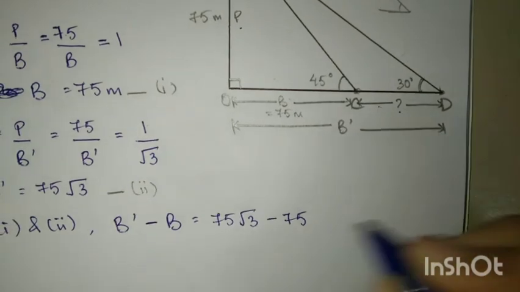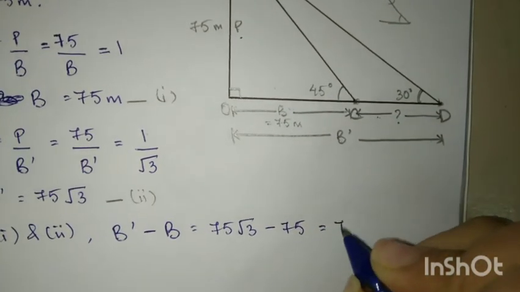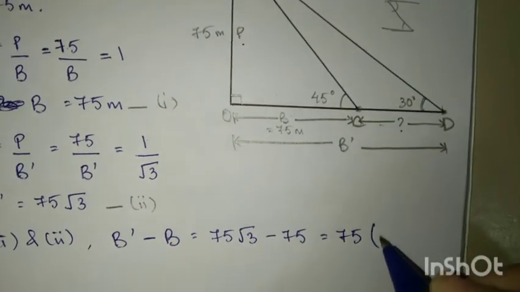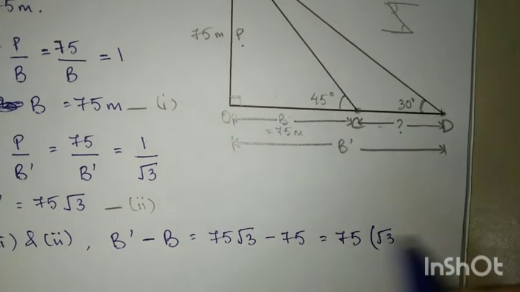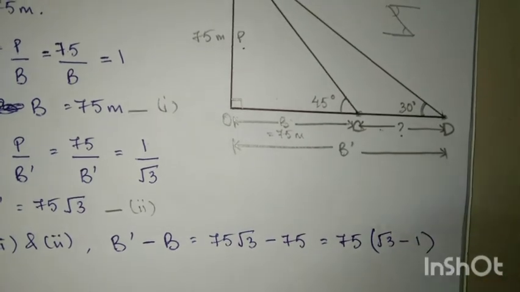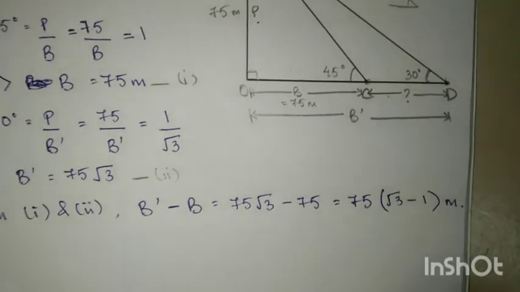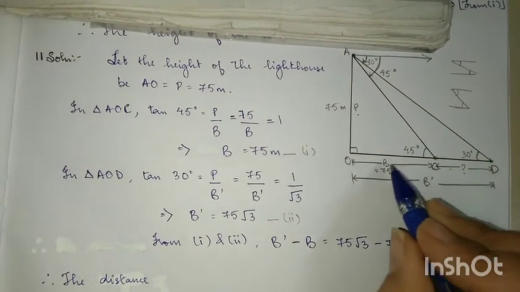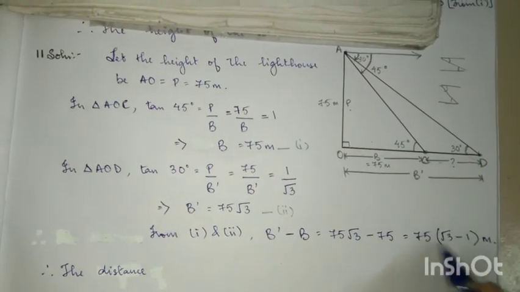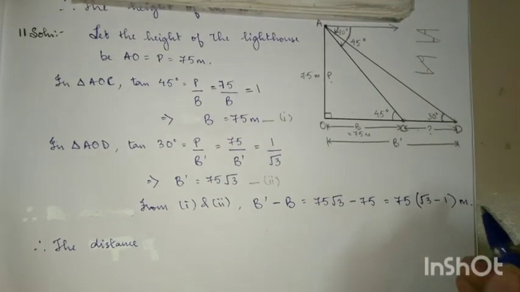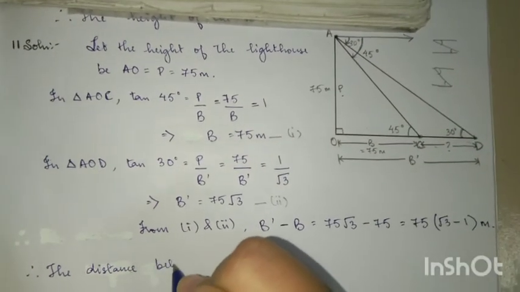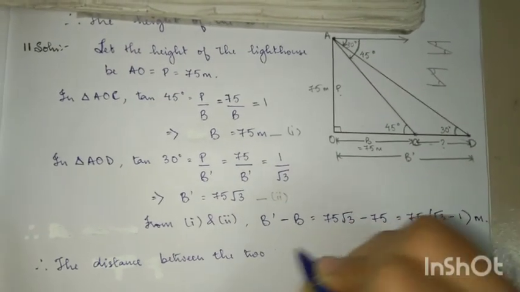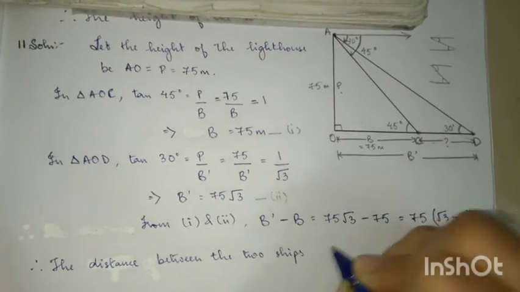Don't leave it like this, take the common out, okay? 75 is common, so 75 into root 3 minus 1 meters is the final answer. So finally, we'll write the distance between the two ships. The distance between the two ships is 75 root 3 minus 1 meters.